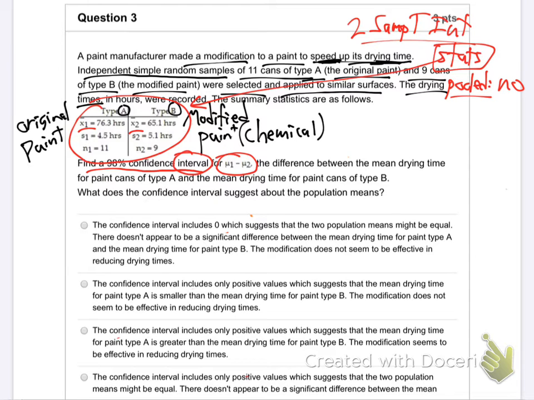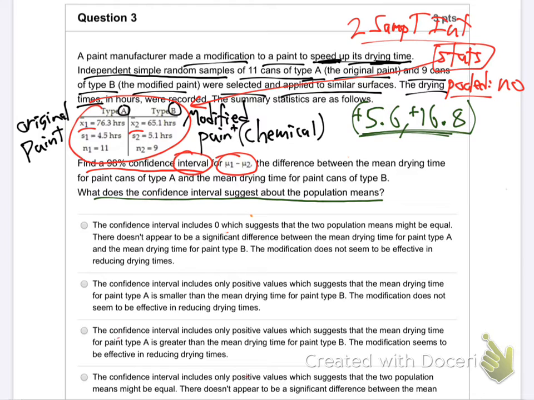All right, so here's the confidence interval I'm getting on my calculator. 5.6 to 16.8. Both are positive. So they ask me, what does the confidence interval suggest about the population means? What does it mean when you have this kind of a confidence interval?